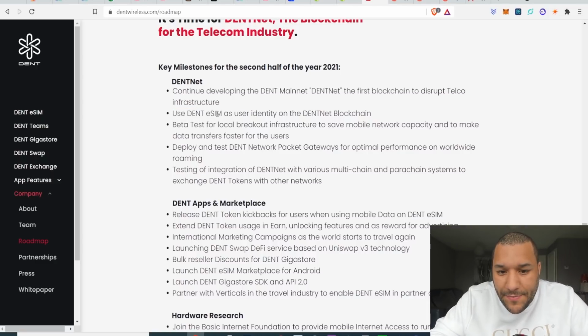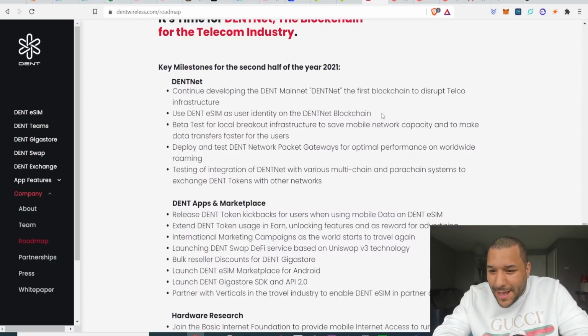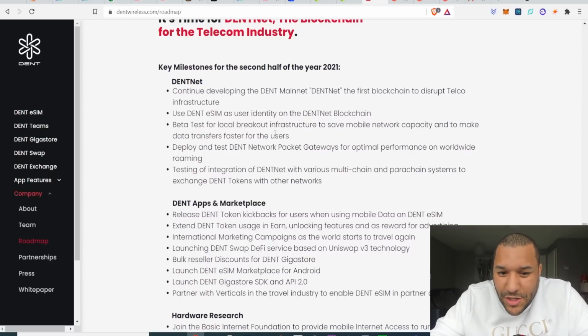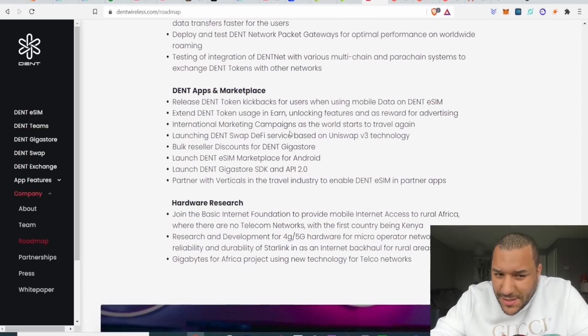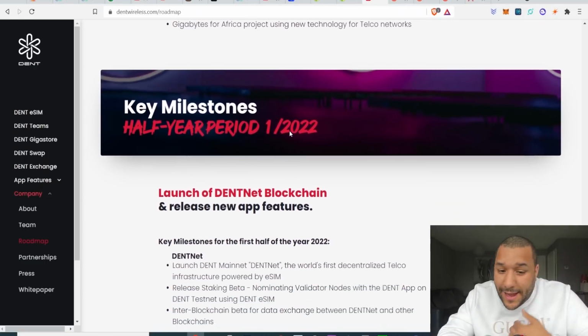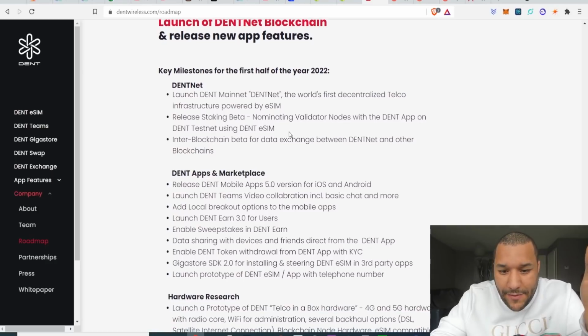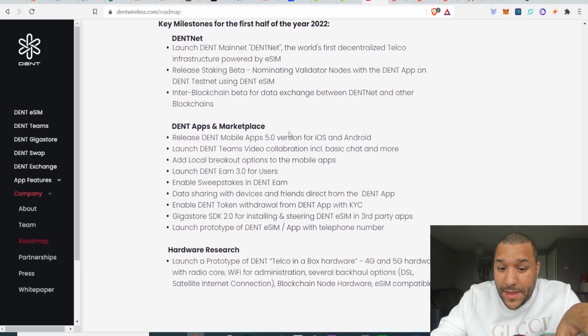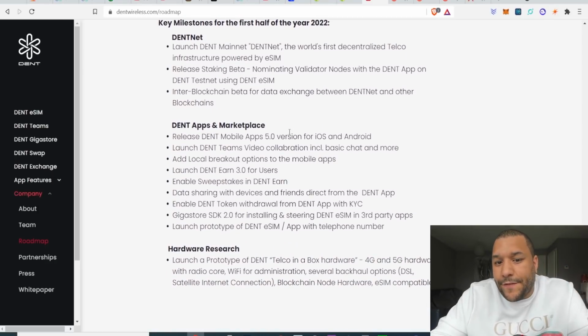Look, DENT eSIM as user identity on the DENT net blockchain. A better test for local breakout infrastructure to save mobile network capacity and make data transfers faster. So you can send stuff really. How much data do you get with this? Do you get a certain amount of data in the package? I don't know. These are things I'm going to look into more. But at the end of the day, I just saw the opportunity with DENT in relation to its price, and took that risk to see if it can go higher.